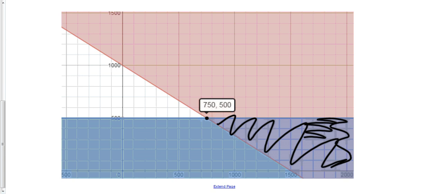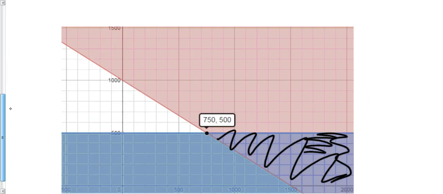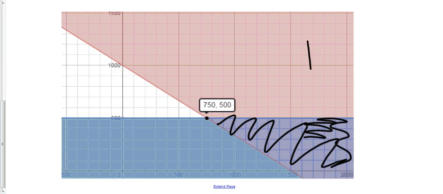Of course, if we were to really analyze this situation, there would also be an upper limit to the amount of seats we could sell. We have an upper limit for the amount of orchestra seats. There should also be an upper limit for the amount of balcony seats as well. So at some point, there's going to be a line over here, which is going to be the maximum amount of tickets that I could sell for the balcony.